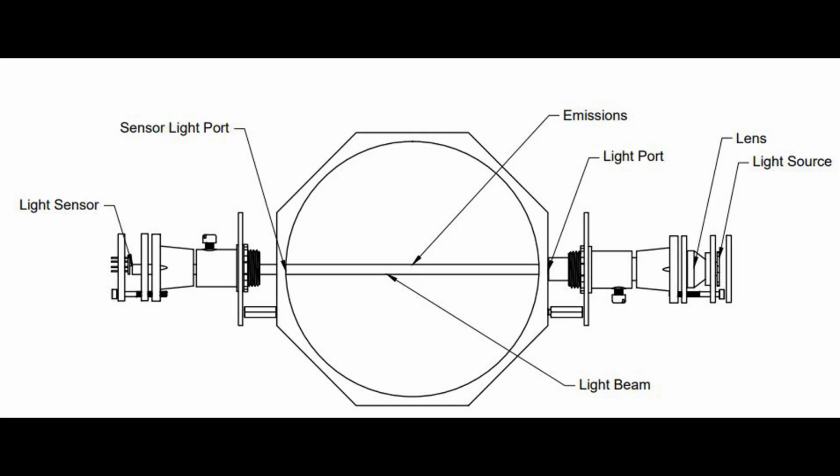Here are the parts of an opacity monitoring system. On the right, we have a light source, a lens, a light beam, a light port, the media that we are trying to measure, which is the smoke, hot gases, then another port, and a sensor. This is a very straightforward system. These are the components to it.